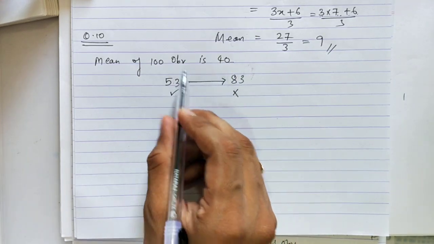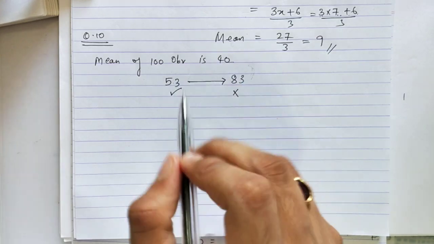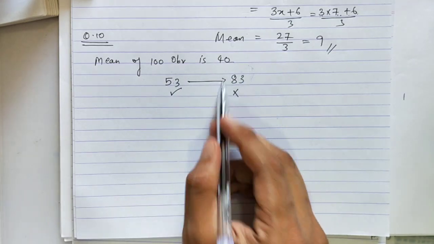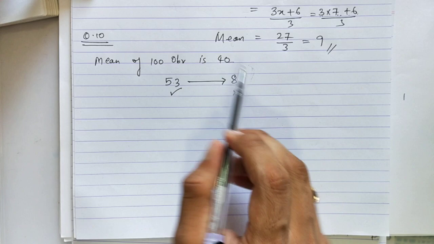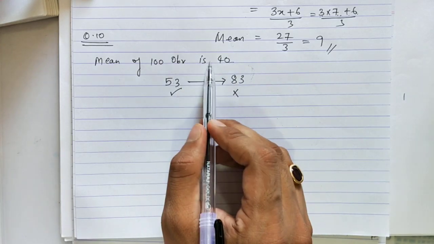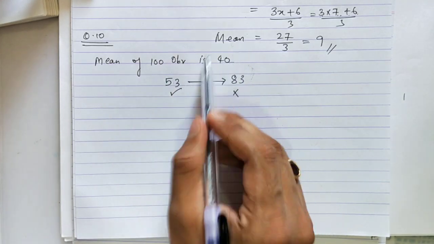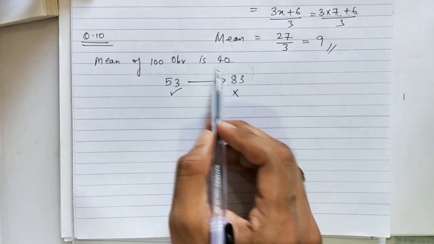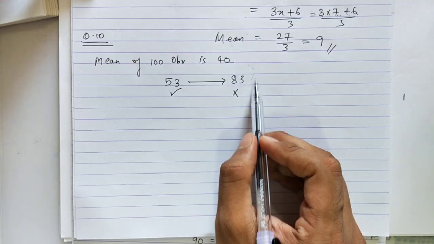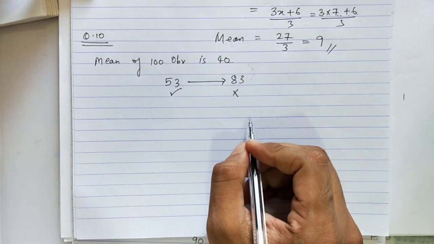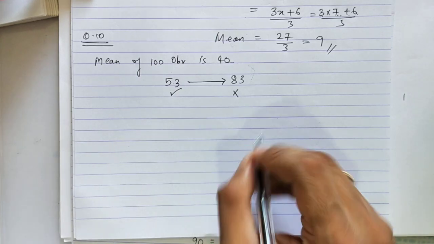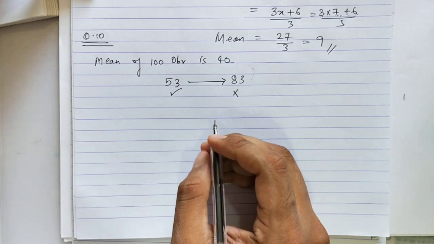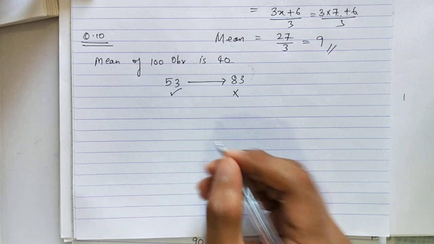This was the wrong value. 53 was the correct value. But this 83 was used. Okay, we used 83 and we got that the 100 observation mean was 40. But we got this 40 mean by using 83 as one of the observations. So this is wrong. Now how to find the correct mean? We have to find the correct mean.